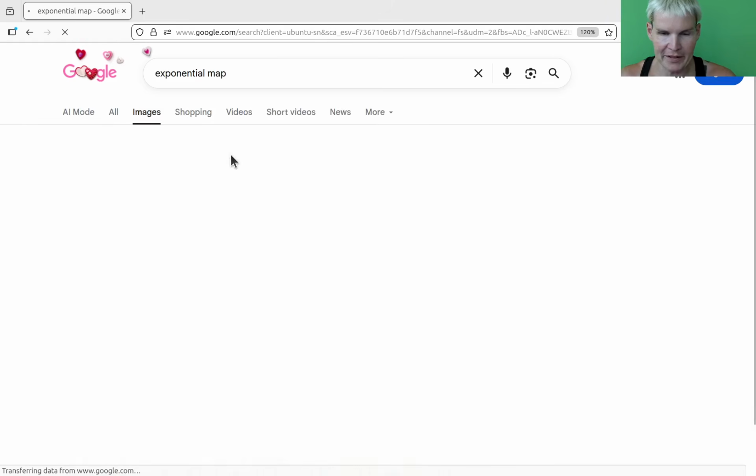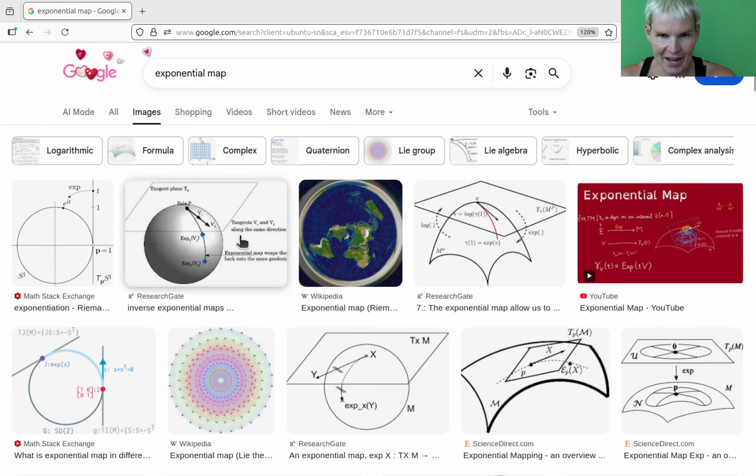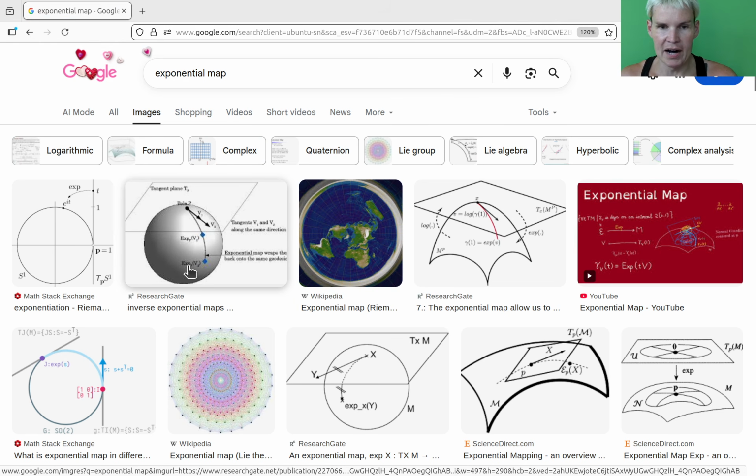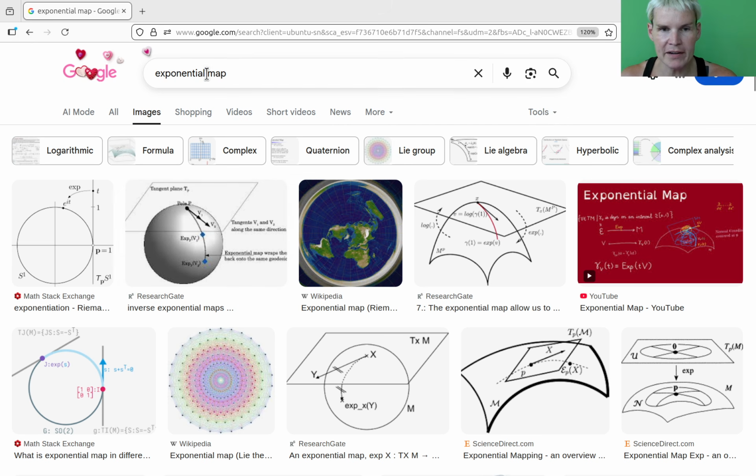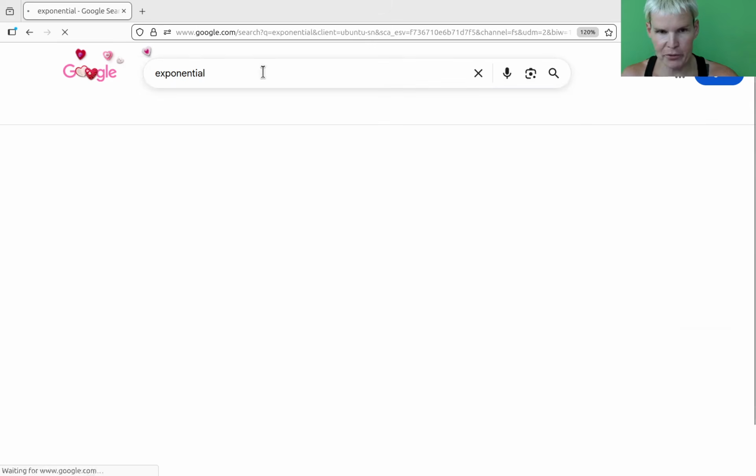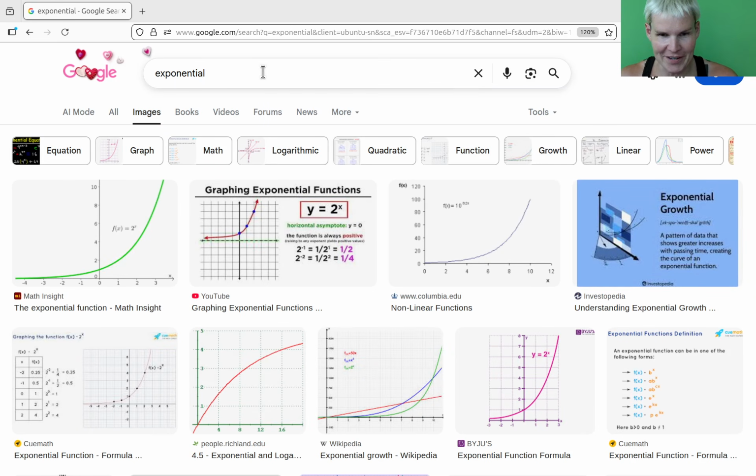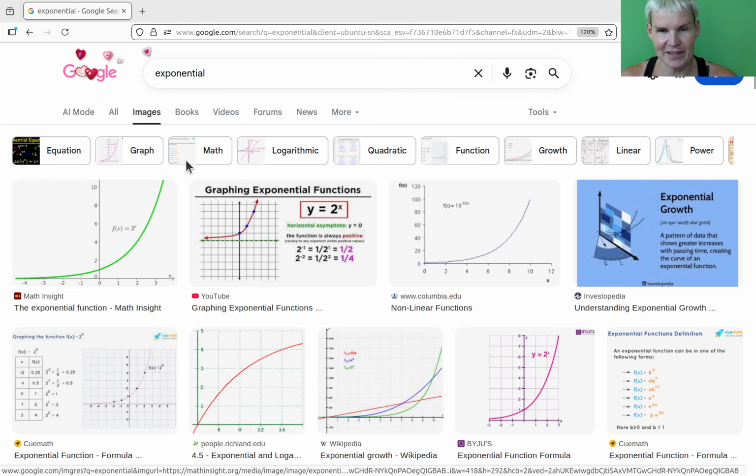Exponential map. Can we find an image of the exponential map? So this guy here, we'll see that later. The exponential map is like the most important map for Lie groups in a certain sense, of course. This guy looks good. Well, maybe this is not the exponential I'm looking for. I'm more looking for this exponential here.